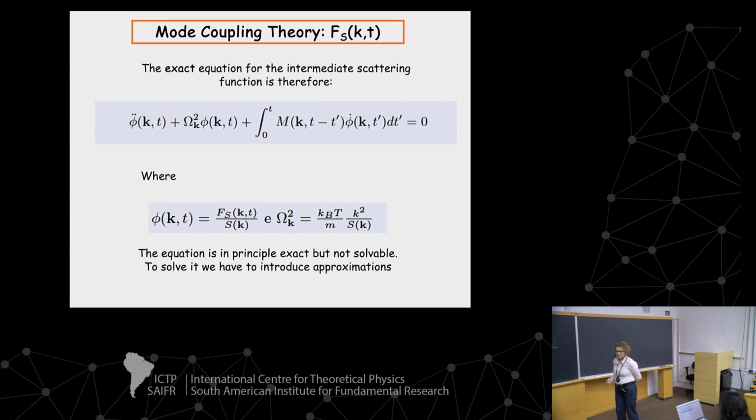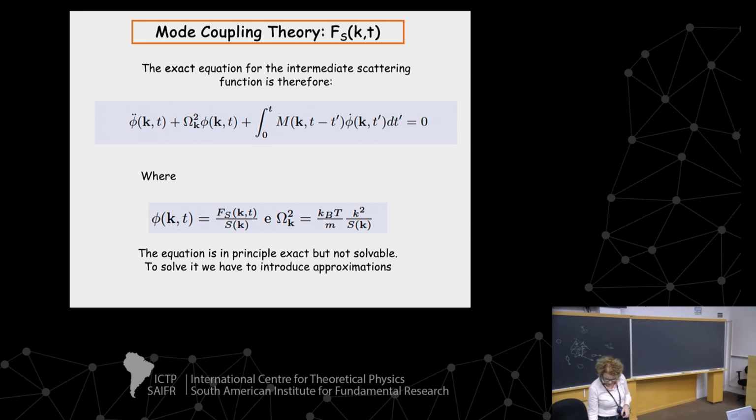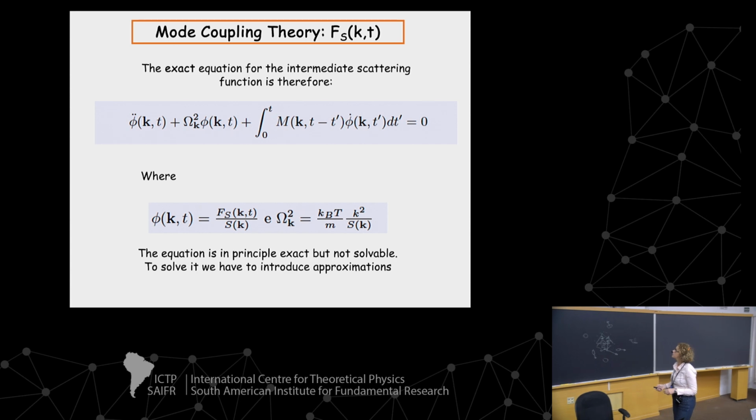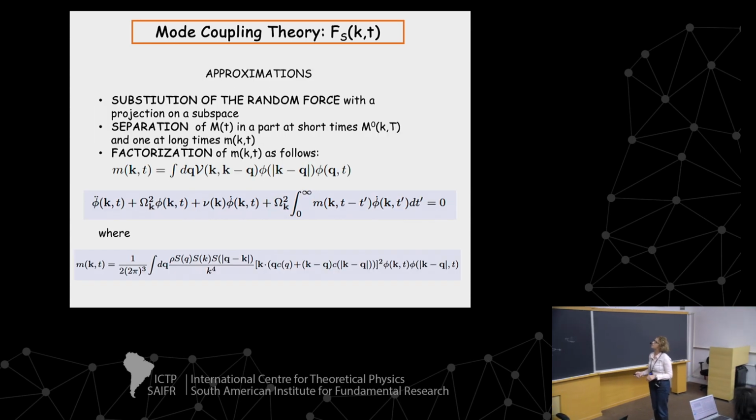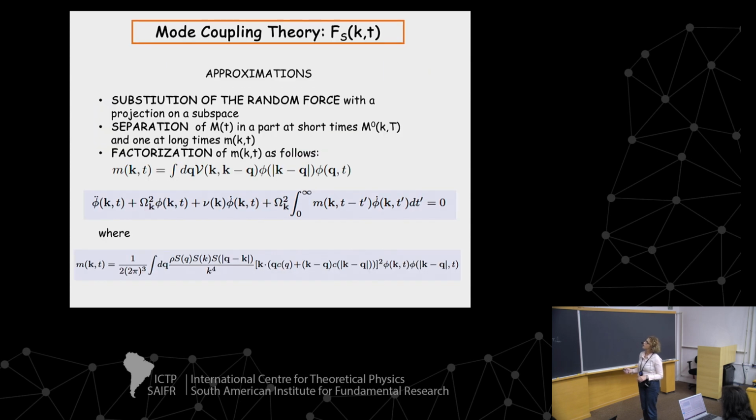So the equation, as I was saying, is in principle exact, but not solvable. In order to solve it, we have to introduce approximations, and here we start with the mode coupling theory. Approximation: first of all, we substitute the random force with a projection on a special subspace. Then we separate the kernel into a short-time part m0 of kt and a long-time part m of kt. And then we factorize the kernel as follows.